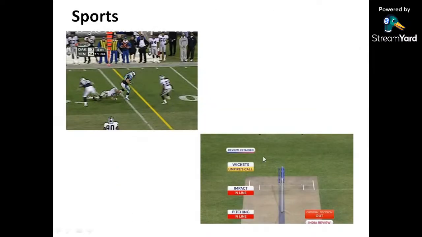In sports also, now you can all see that in cricket or football, there is goal line technology, right? With the help of computer vision, the AI enabled camera helps to determine whether the ball has crossed or not. So this is what computer vision is all about.